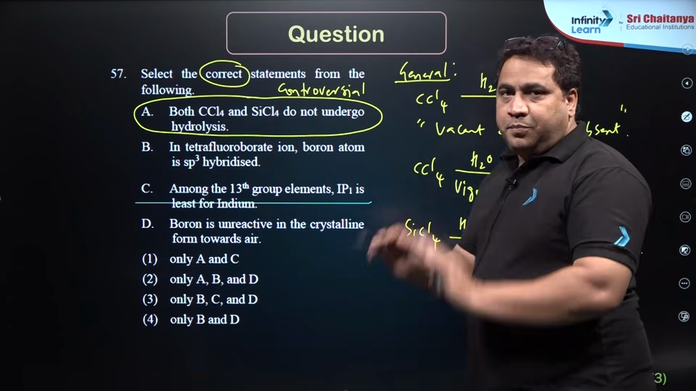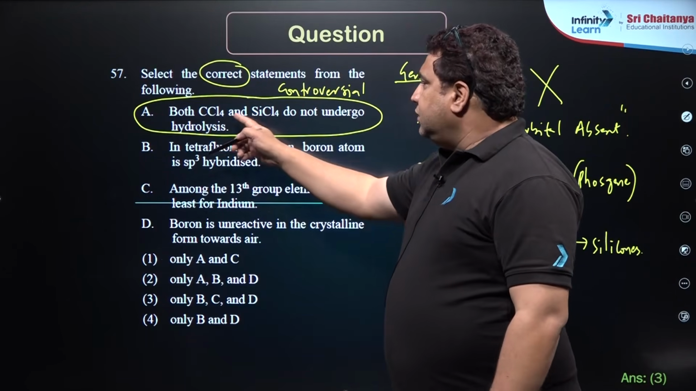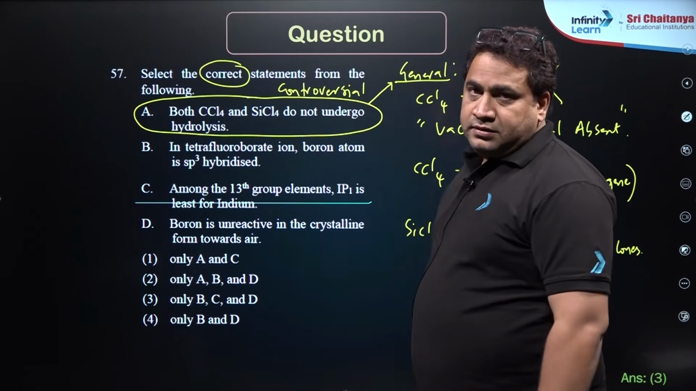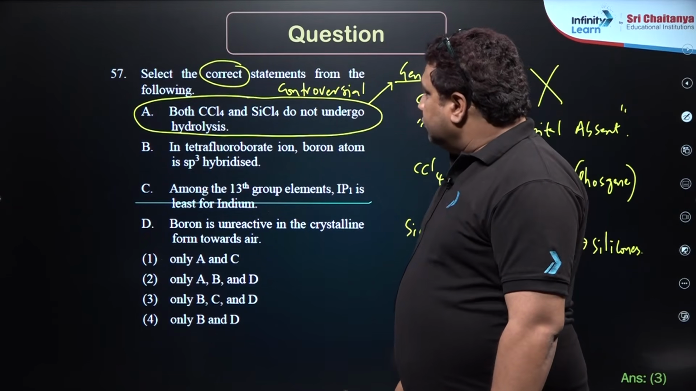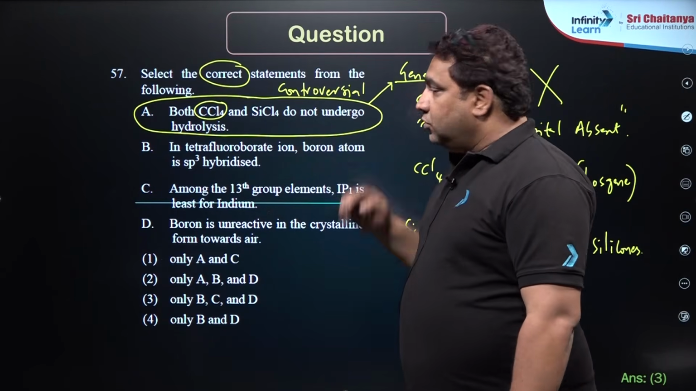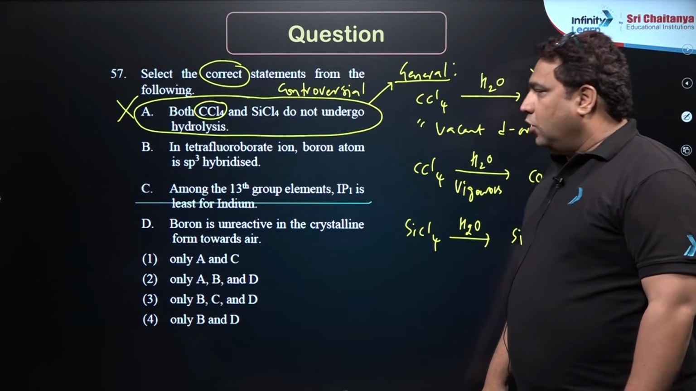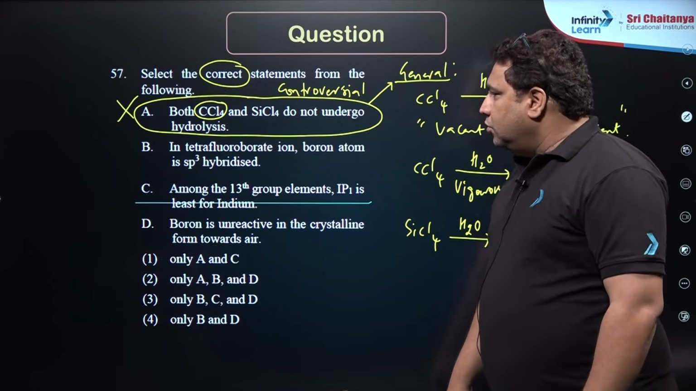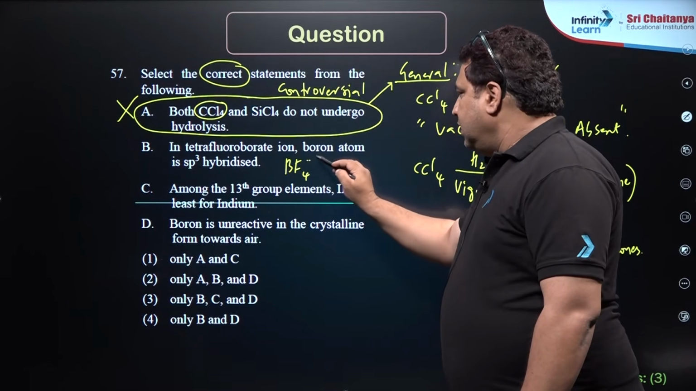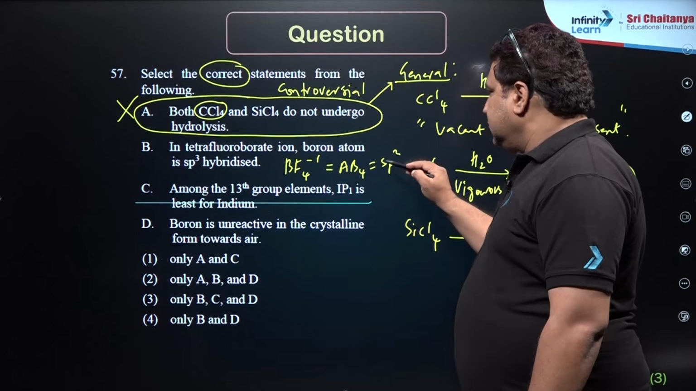Now coming to the main point. As a NEET student, normal student, both CCl4 and SiCl4 do not undergo hydrolysis. So you have to consider which factor? General factor. So CCl4 not undergoing hydrolysis is correct, but SiCl4 will undergo hydrolysis, so overall this statement becomes wrong. In tetrafluoroborate ion, boron is sp3 hybridized. BF4 minus is an AB4 molecule, so it is sp3, correct.